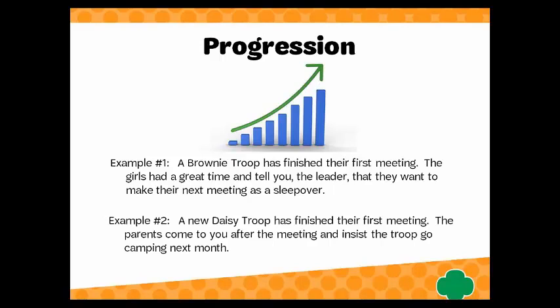A new Daisy troop has finished their first meeting. This time, it's not the girls that come up to you, but it's the parents. They come up to you after the meeting, and they insist that the troop go camping next month. So again, you'll probably have that same reaction. Camping is a whole other level.